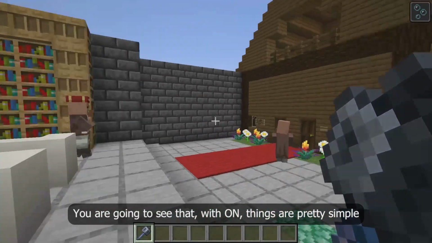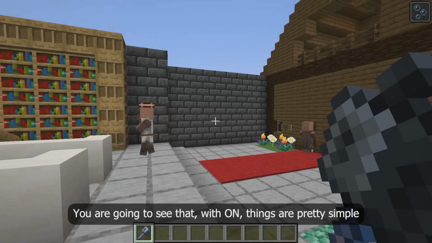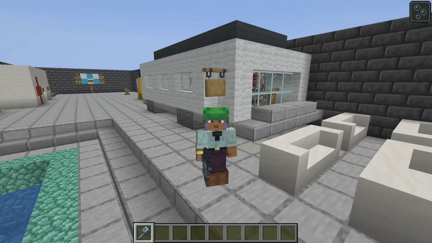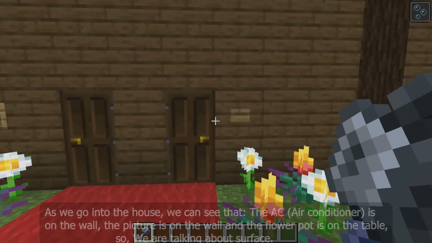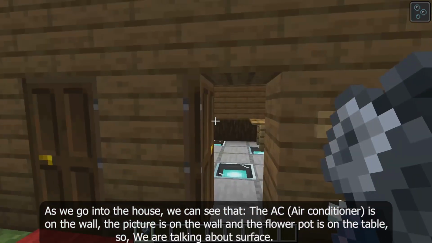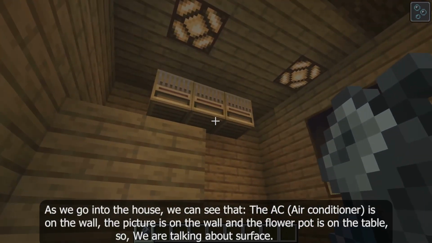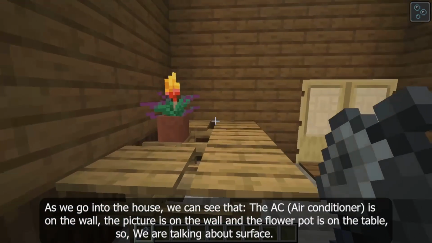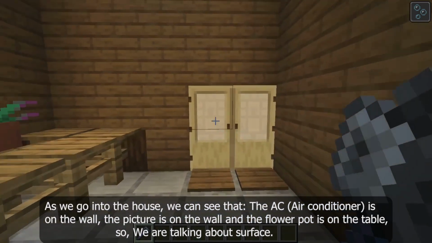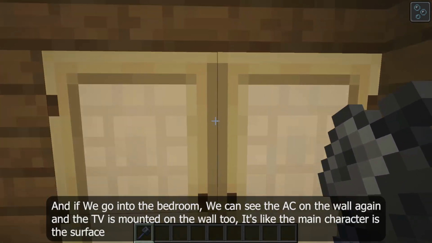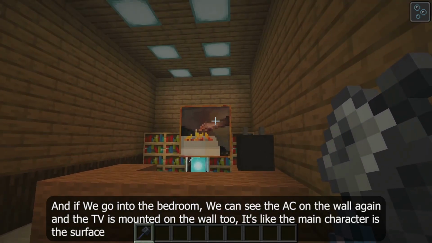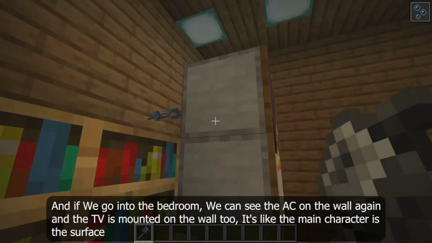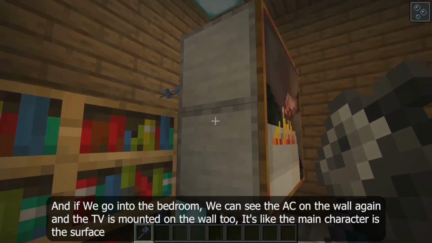You are going to see that with on, things are pretty simple. We use on for surface or for things attached to a wall. As we go into the house, we can see that the AC is on the wall, the picture is on the wall, and the flower pot is on the table. So we are talking about surface. And if we go into the bedroom, we can see the AC on the wall again, and the TV is mounted on the wall too. It's like the main character is the surface.